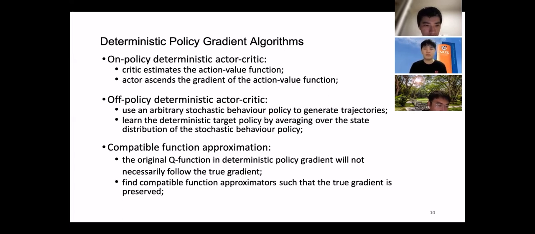So finally, compatible function approximation. The original Q function in the deterministic policy gradient will not necessarily follow the true gradient. So in order to solve the issue, we find compatible function approximators such that the true gradient is preserved.